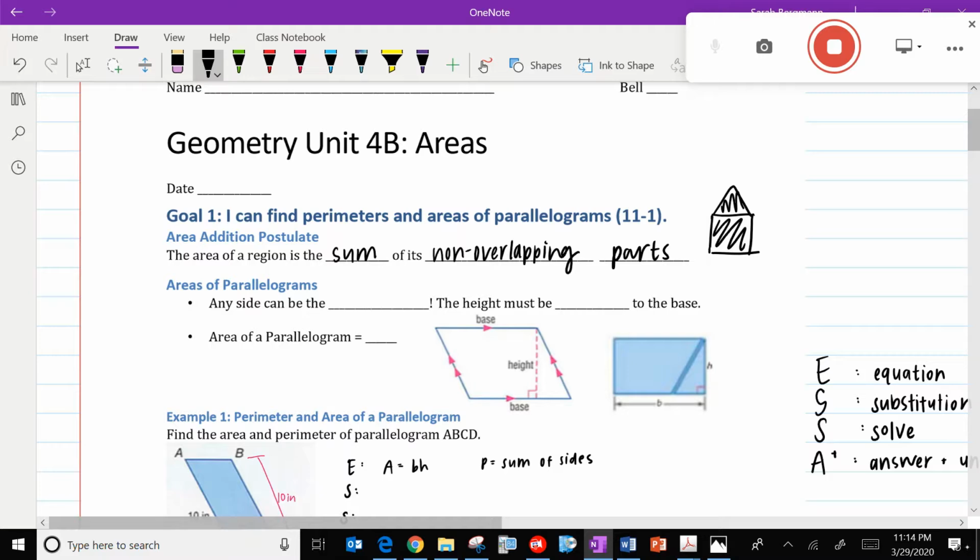Alright, for the area of a parallelogram, any side can be the base. The height just has to be perpendicular to the base. The formula for area of a parallelogram is base times height. You need to memorize this.